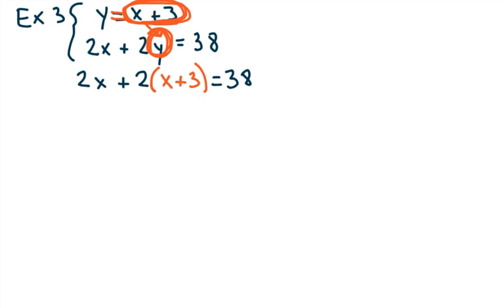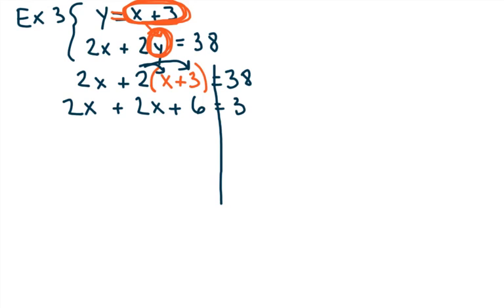Now we have to solve this equation. So to solve it, the first thing I'm going to do is distribute the 2 inside the parentheses. So I have 2x plus 2x plus, and then 2 times 3 is 6. This goes back to topic 3 where we studied how to solve equations. Then we're going to combine like terms. 2x plus 2x is 4x, plus 6 equals 38.